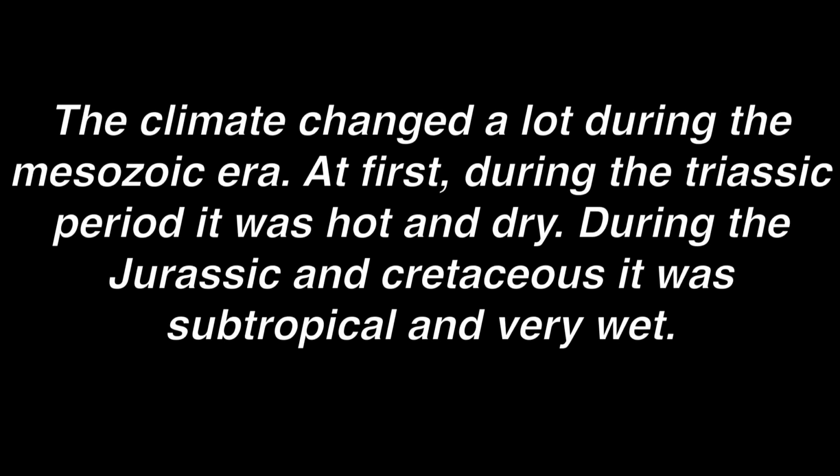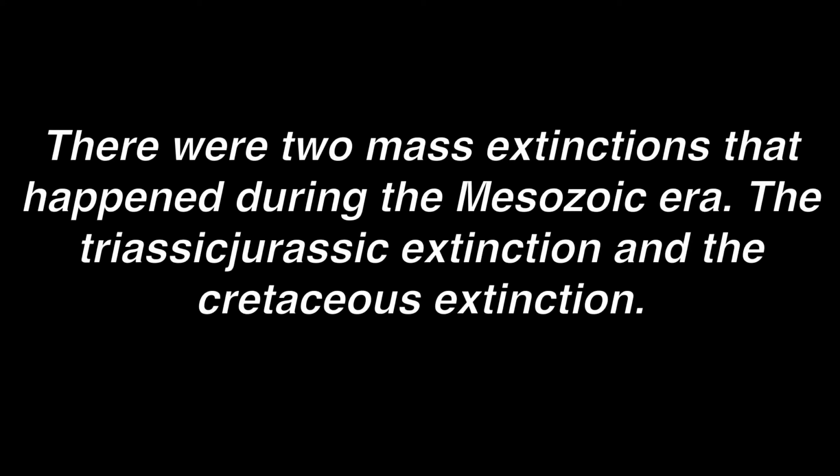At first, during the Triassic period it was hot and dry. During the Jurassic and Cretaceous it was subtropical and very wet. There were 2 mass extinctions that happened during the Mesozoic era: the Triassic-Jurassic extinction and the Cretaceous extinction.